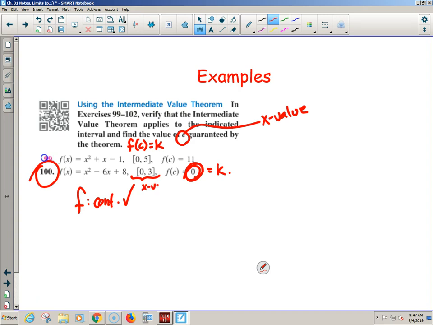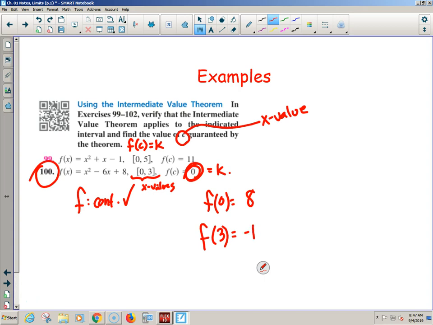You could draw the graph, or couldn't you be super snazzy and check out what is f of A and what is f of B? If this is in between both of those, guaranteed, yes. And we can go find the C that's guaranteed. If I plug in 0, I end up with 8. If I plug in 3, I end up with 9, 17, 18, negative 1.